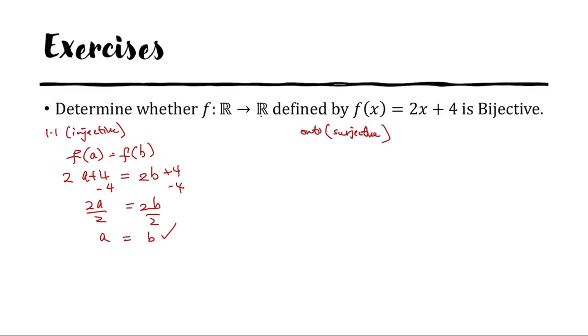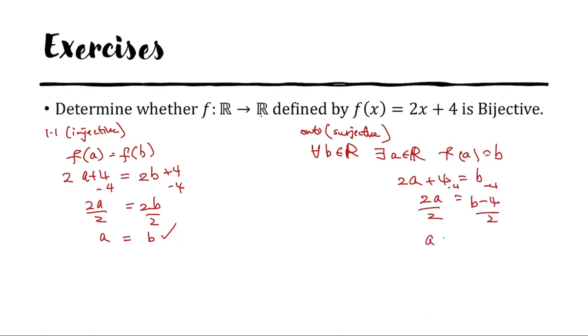To show a function is surjective, that means for all b in the output set, we want to find there exists an a in the input set where f of a equals b. Our f of a is 2a plus 4, which is equal to b. To solve for a, we subtract 4 on both sides, so 2a equals b minus 4. Then we divide both sides by 2, so a equals (b minus 4) over 2.